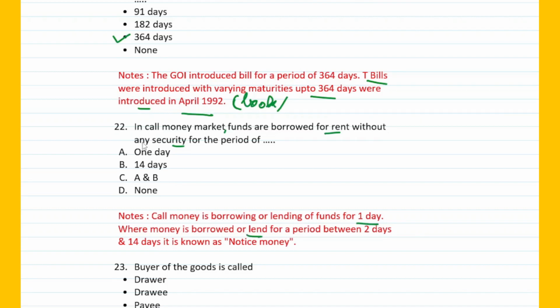But when money is borrowed or lent for a period between 2 days and 14 days, it is known as notice money. Now the question asks you that in call money market, funds are borrowed without any security for the period of how many days? Answer technically should be 1, but in the book it is given as A and B, that is 1 day and 14 days. My contention is 1 day is basically for call money, and when it is from 2 to 14 days it is called notice money. But your book says A and B, so please check for yourself what is correct, but I personally feel the correct answer should be 1 day, right?